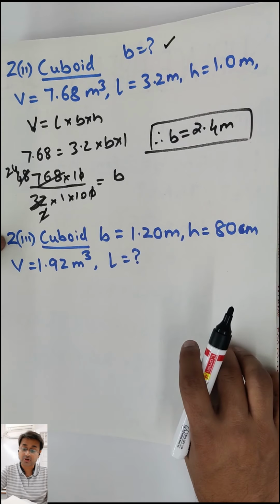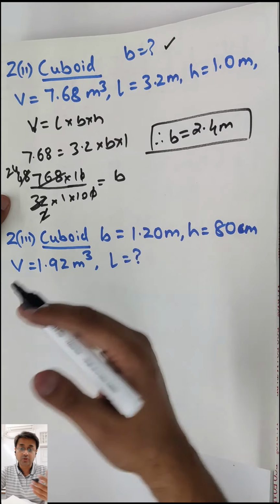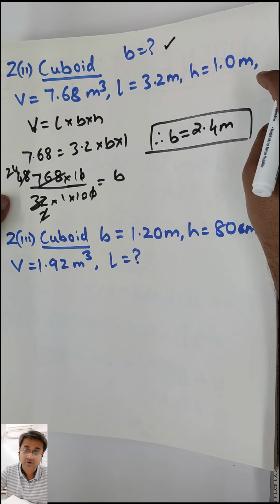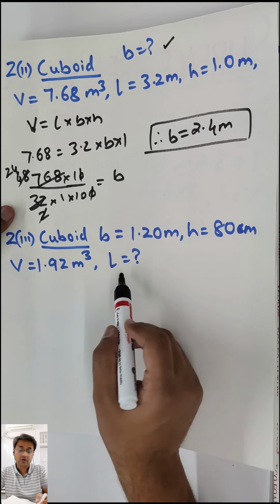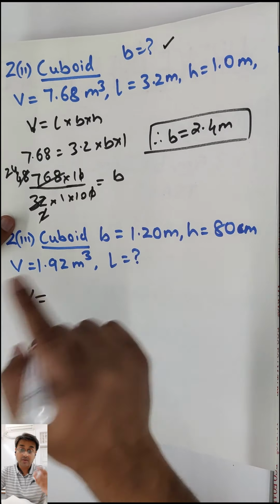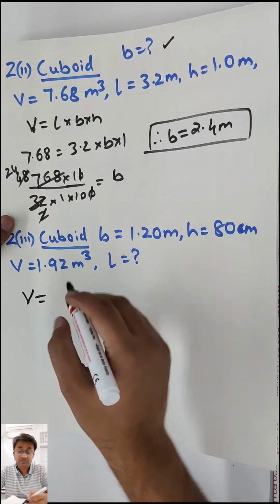So let's go on to the next one, 2 part 3. Again cuboid. Cuboid, the other name is rectangular parallelepiped or rectangular box, one and the same. So breadth, height is given, volume is given, find the length. So come on, pause this time on your own, get it for me.